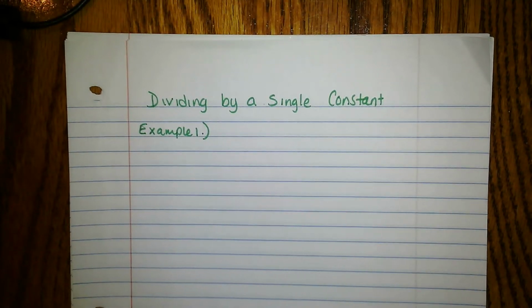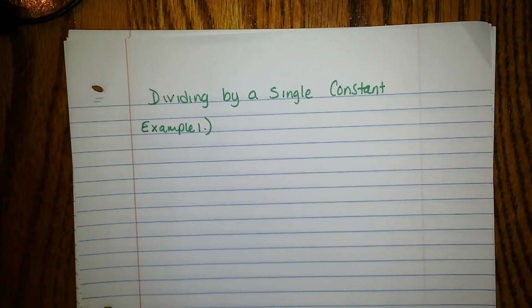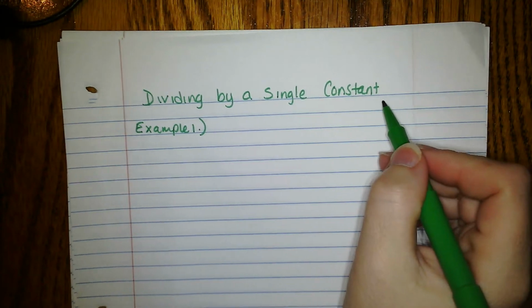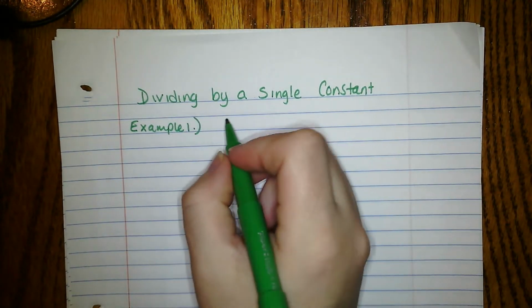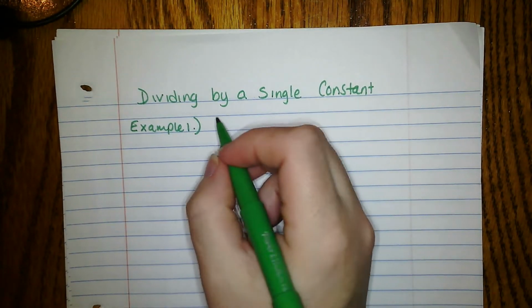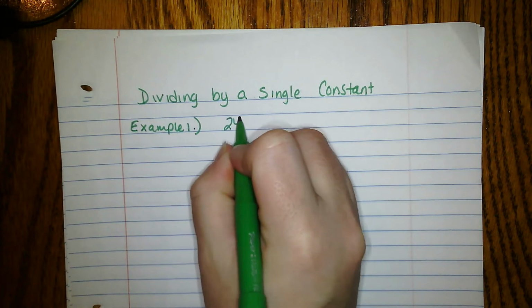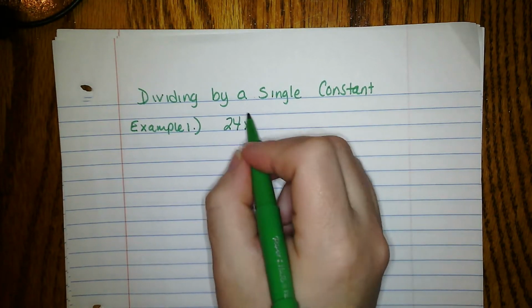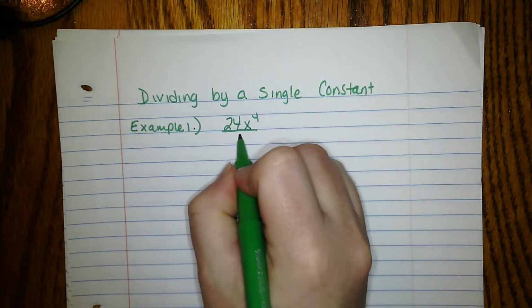Okay, so when we are getting ready to start these, the first type that they can give you is a polynomial divided by a single constant. A constant is a number. So I'm going to give you number 1, which is literally on page 370. This is the first one they want you to accomplish, 24x to the 4th divided by 8.